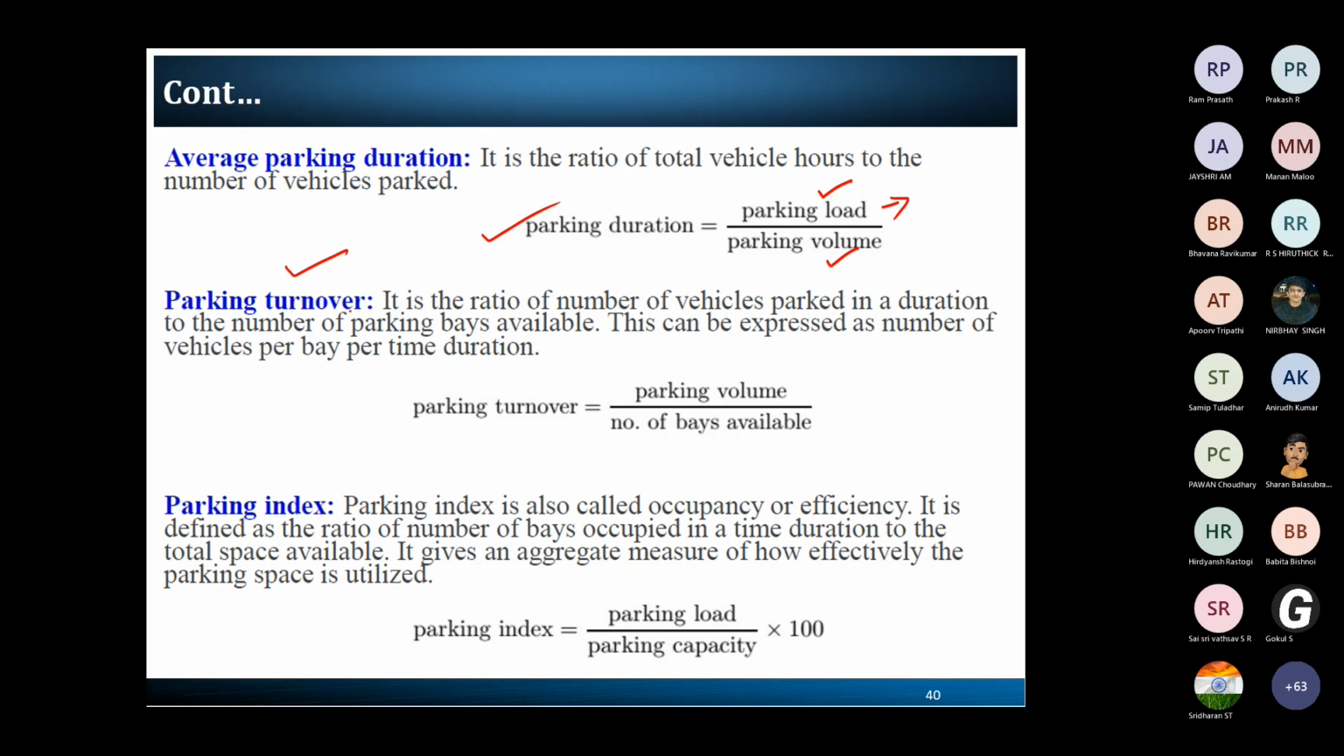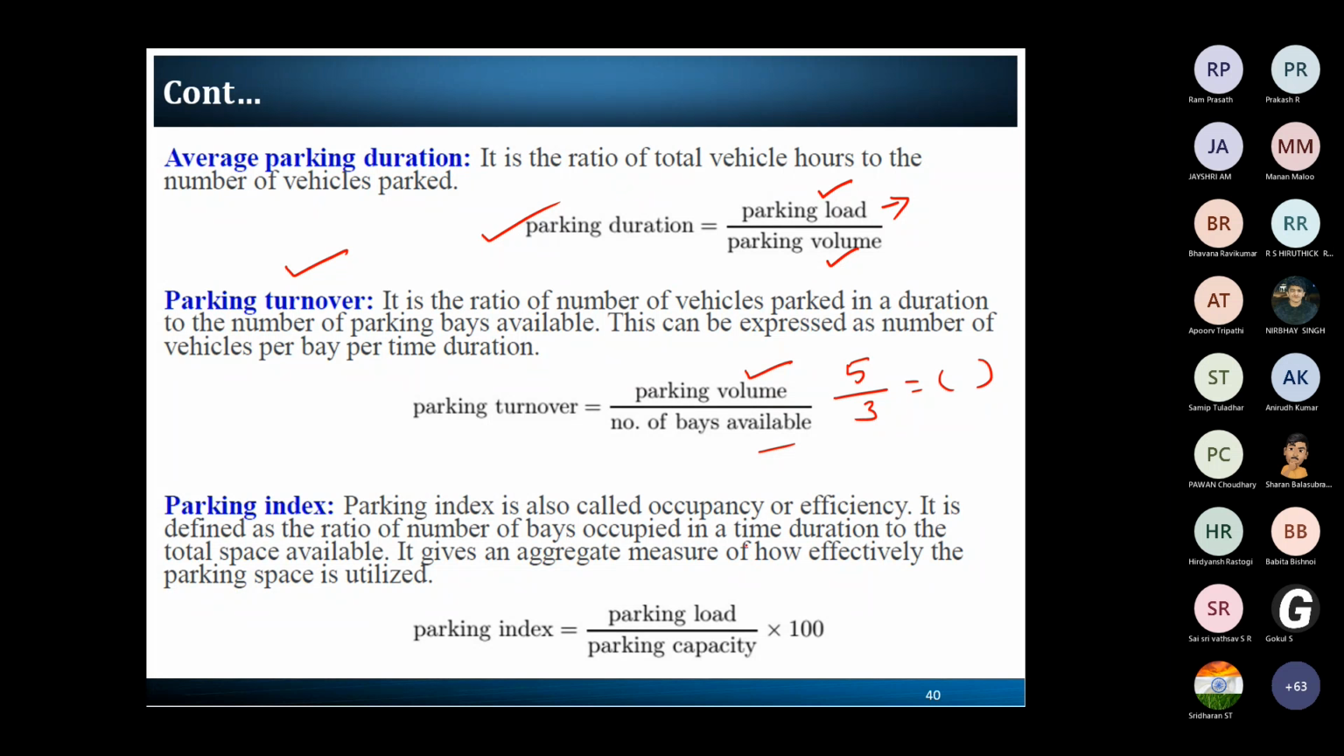Then the parking turnover is nothing but parking volume divided by the number of bays available. What will be the total number of vehicles observed during the 1 hour, divided by 3 bays? 5 vehicles are observed, 3 bays are there totally. So what will be the value that is considered as the turnover?